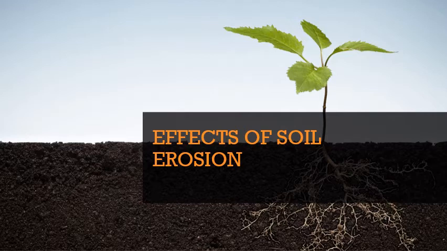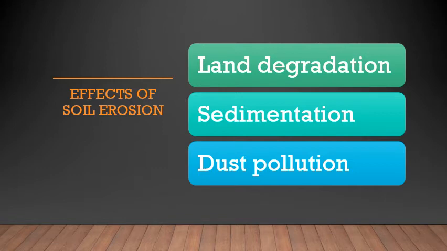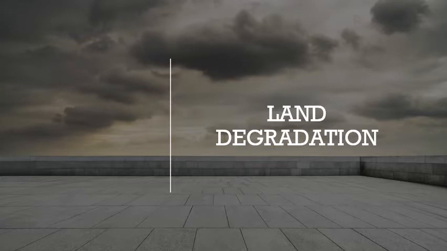Now we will see what are the effects of soil erosion. We saw what is soil erosion. So what happens if there is a lot of soil erosion? What is the reason or what will happen? So the three things that are the effects of soil erosion, that is land degradation, sedimentation and dust pollution. So begin with land degradation.